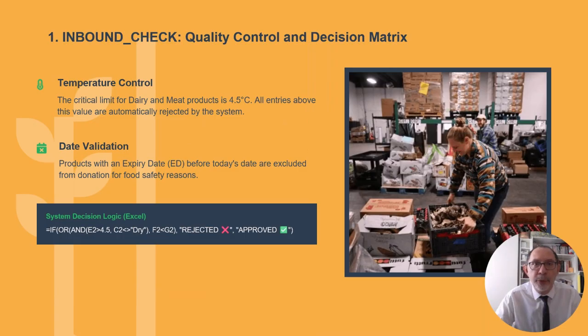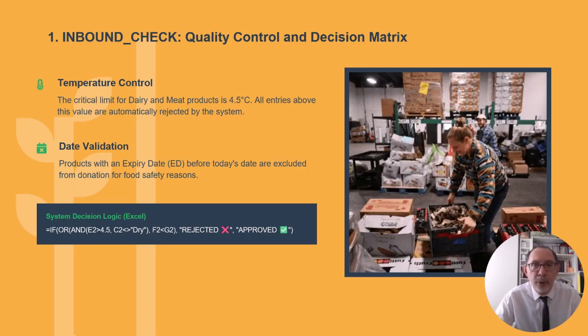The operational flow begins with the inbound check sheet in the Excel book, which is the critical quality control gate for all incoming donations. We can't compromise on food safety, so the system automatically enforces two non-negotiable rules. First, temperature control.